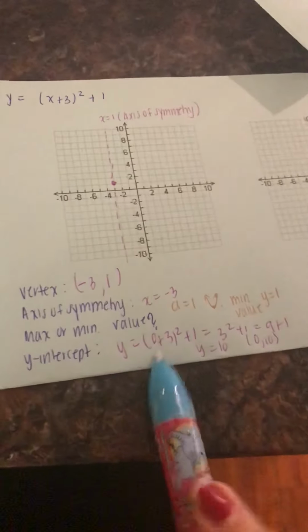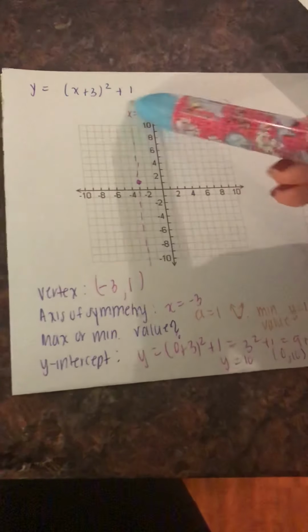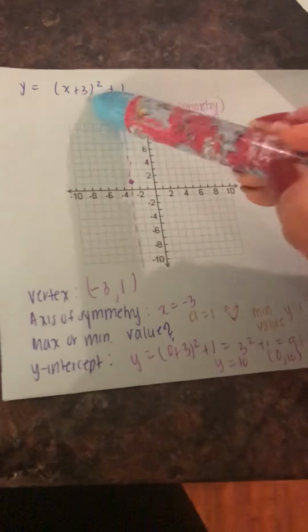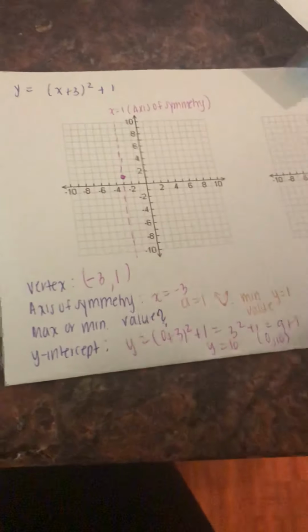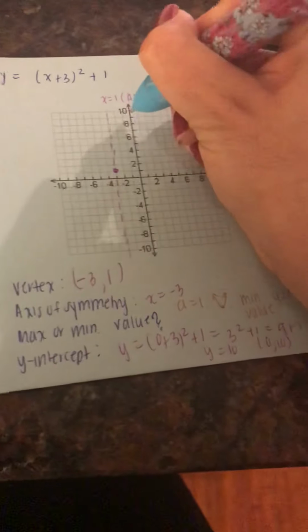A common mistake students make is they think this is the standard form of the quadratic equation, and they automatically assume that the y-intercept is going to be positive 1. But this is written in vertex form, so you actually need to plug in the x. Okay, so now let's grab some more points. The y-intercept is at 0, 10 up here.